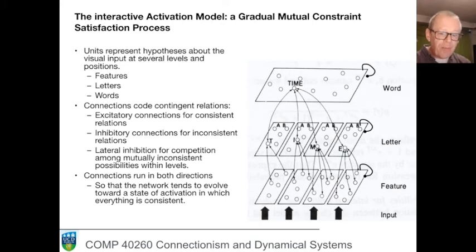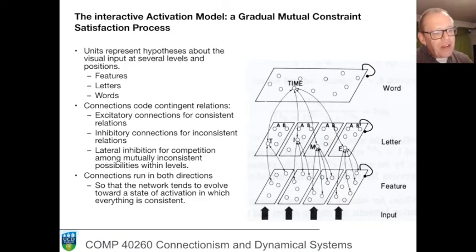Within a layer, so within the letter units for 4th position, or within the word, or within the features at 4th position, I'm not sure about that one. There are inhibitory connections. So actually that should not be there in the feature level, because multiple features will be active in fourth position, but they speak of only one letter. Apologies for the slight inconsistency there.